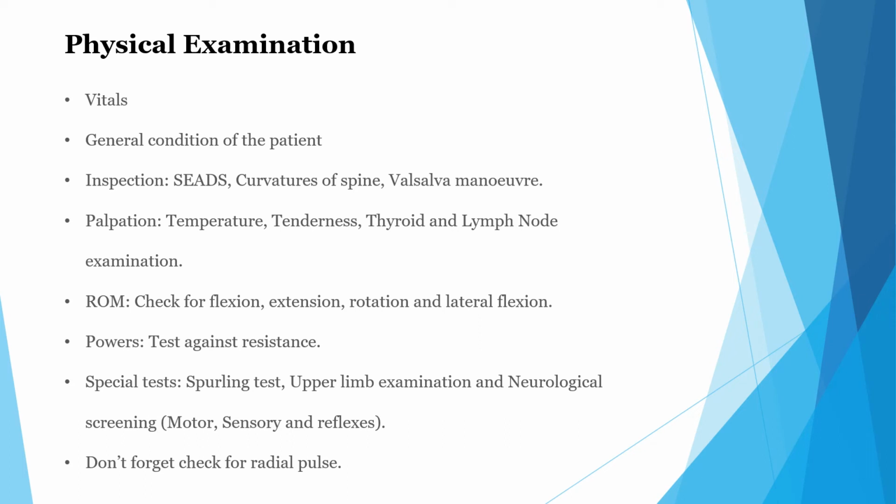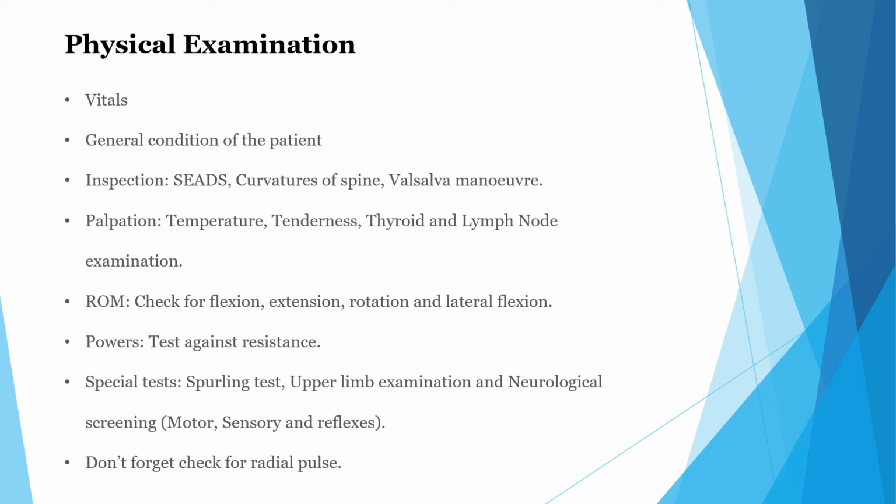Physical examination includes vital signs of the patient and general condition of the patient. Localized examination: inspection, check for swelling, erythema, atrophy, deformity and scars, curvature of the spine, and Valsalva maneuver. In palpation, check for temperature, tenderness, thyroid and lymph node examination.